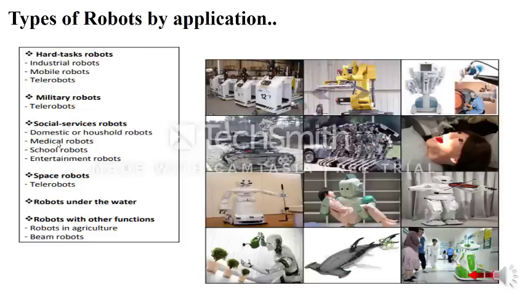Robots with other functions: robots in agriculture. Even in agriculture, people are using robots for ploughing and planting the seeds, for watering, and for spraying insecticides, so that the cultivation can be made double or triple like that.